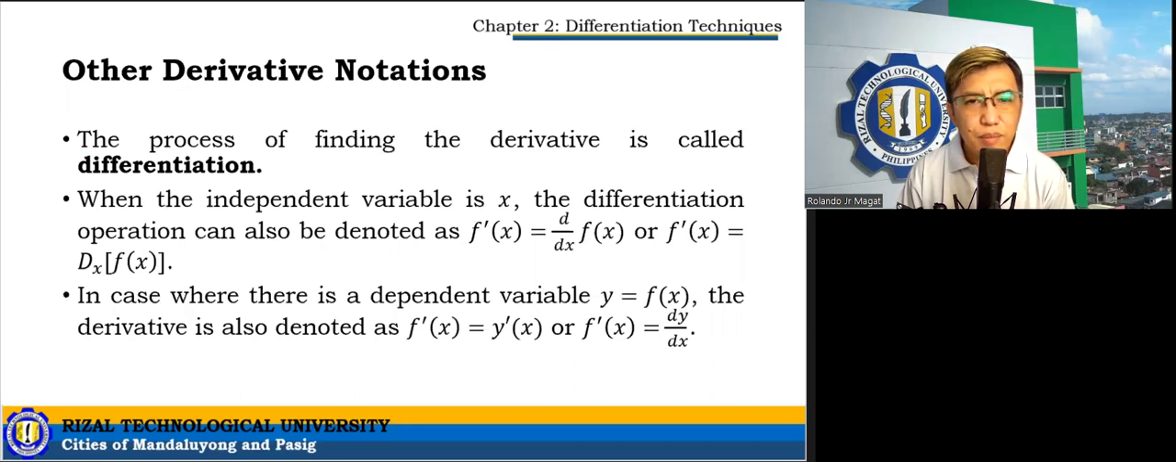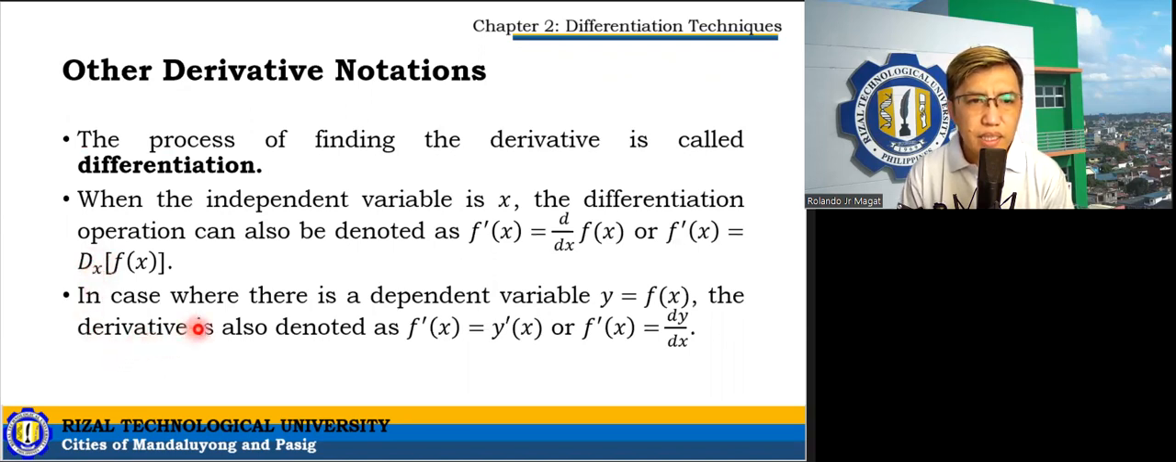When the independent variable is x, the differentiation operation can also be noted as f prime of x is equal to d over dx times f of x, okay? Or f prime of x is equal to d of f of x, to which we have here a subscript of x, meaning to say that we are differentiating in terms of x. Can you follow? Sa partial derivatives natin, makikita nyo ganitong notation. Meaning to say that we are differentiating in terms of x. Pag may nakita kayo dyan ng y, ibig sabihin nun, we are differentiating in terms of y.